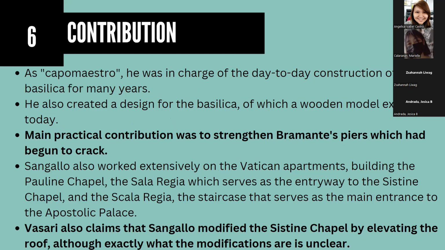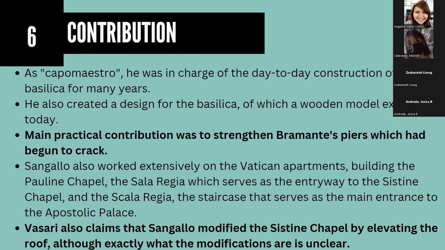Contribution. As Capo Maestro, he was in charge of the day-to-day construction of the basilica for many years. He also created a design for the basilica, of which a wooden model exists today. His main practical contribution was to strengthen Bramante's piers, which had begun to crack.